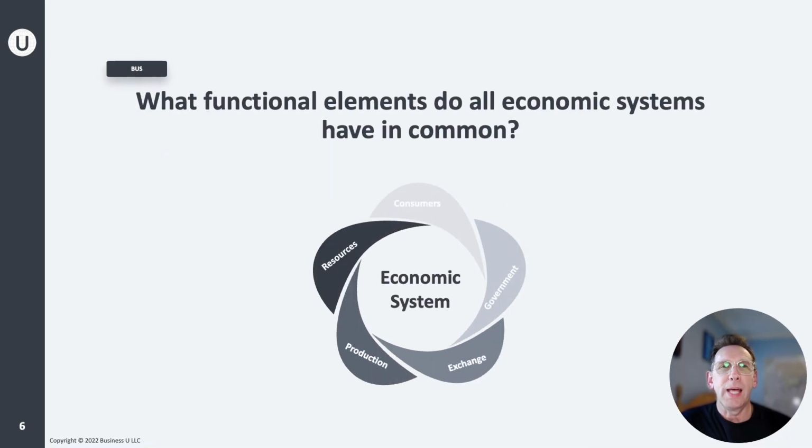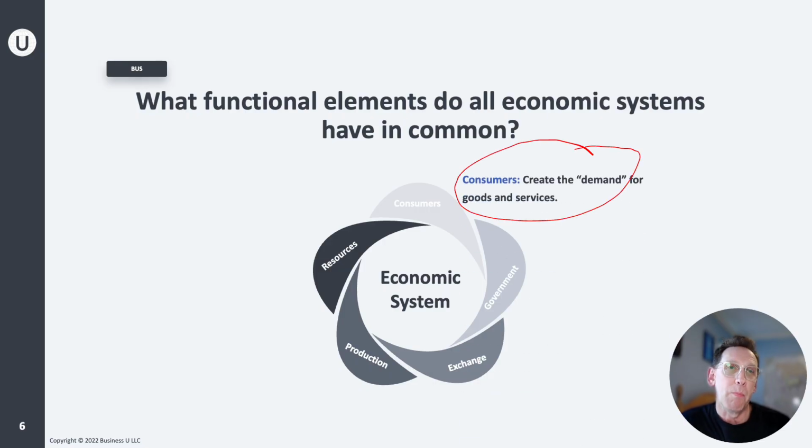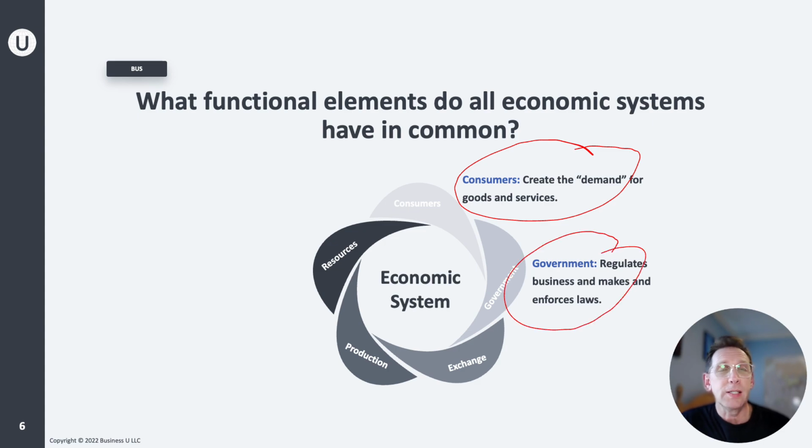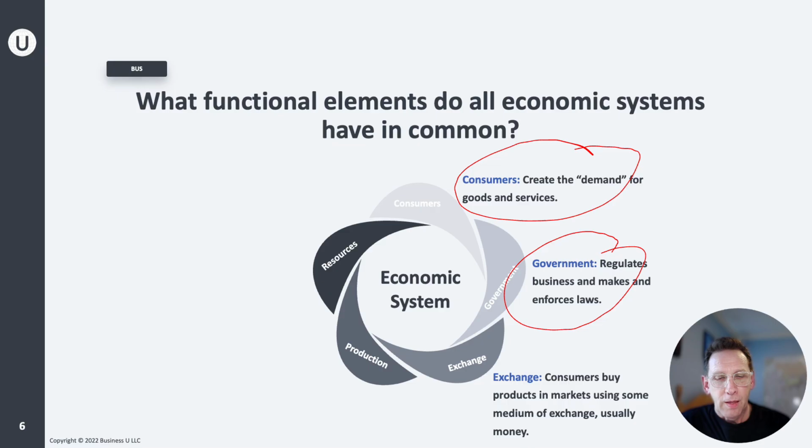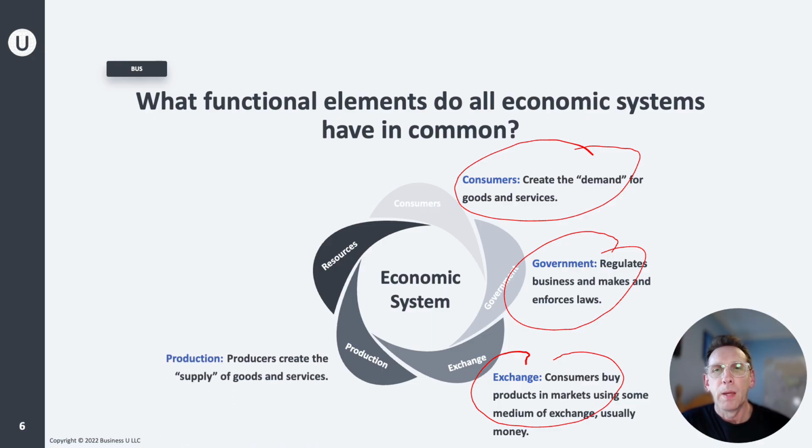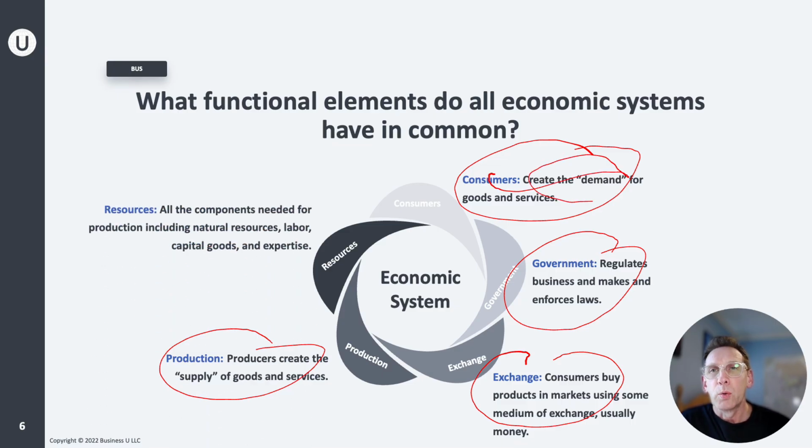So what are the functional elements that all economic systems have in common? Well, first, you've got consumers. They create the demand for the goods and services. Next is the government. This regulates businesses and it makes and enforces all of the laws. There is an exchange. Consumers buy the products in markets using some medium of exchange, usually a currency, money. Production. Producers create the supply of the goods that the consumers buy, that they demand. Resources. These are all the components needed for production, including natural resources, labor resources, capital goods, expertise.